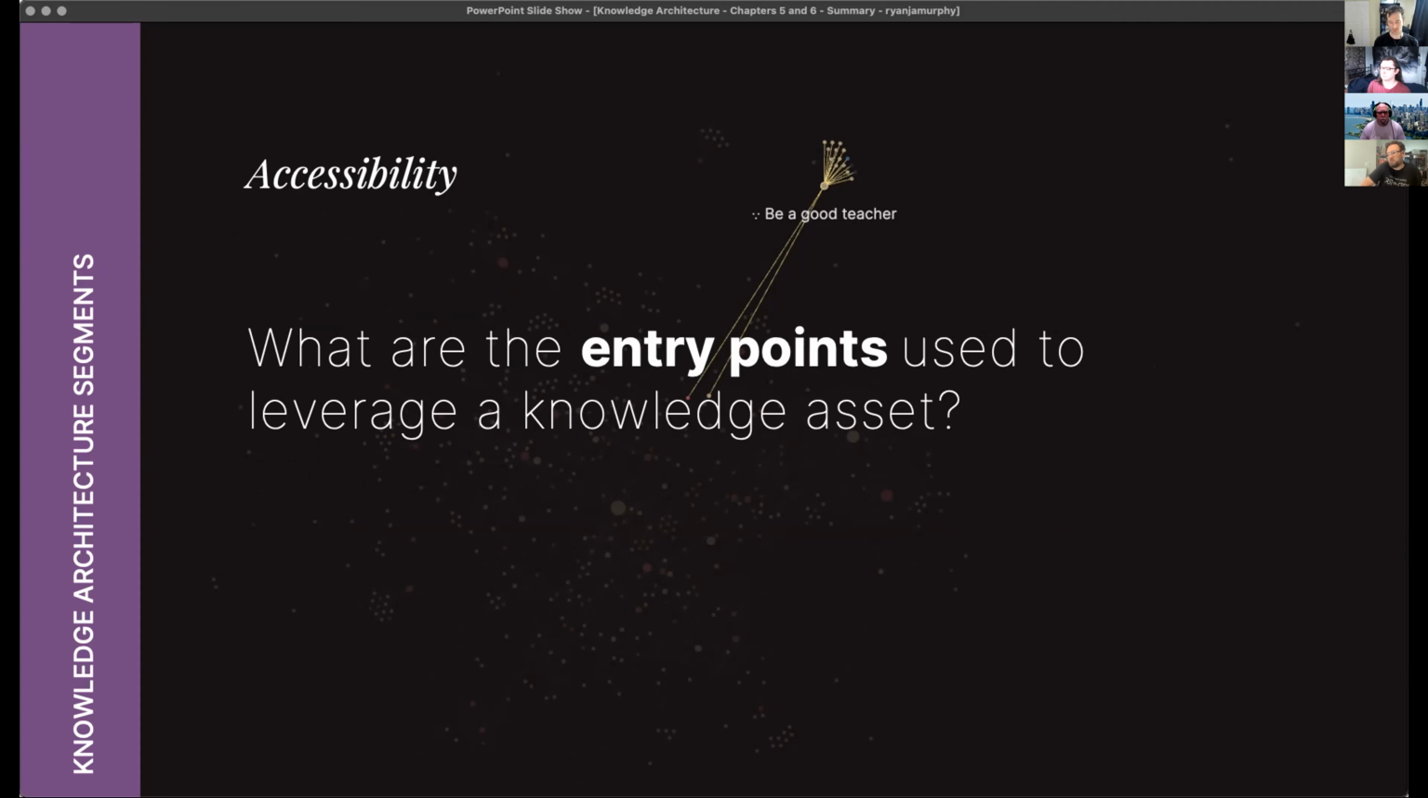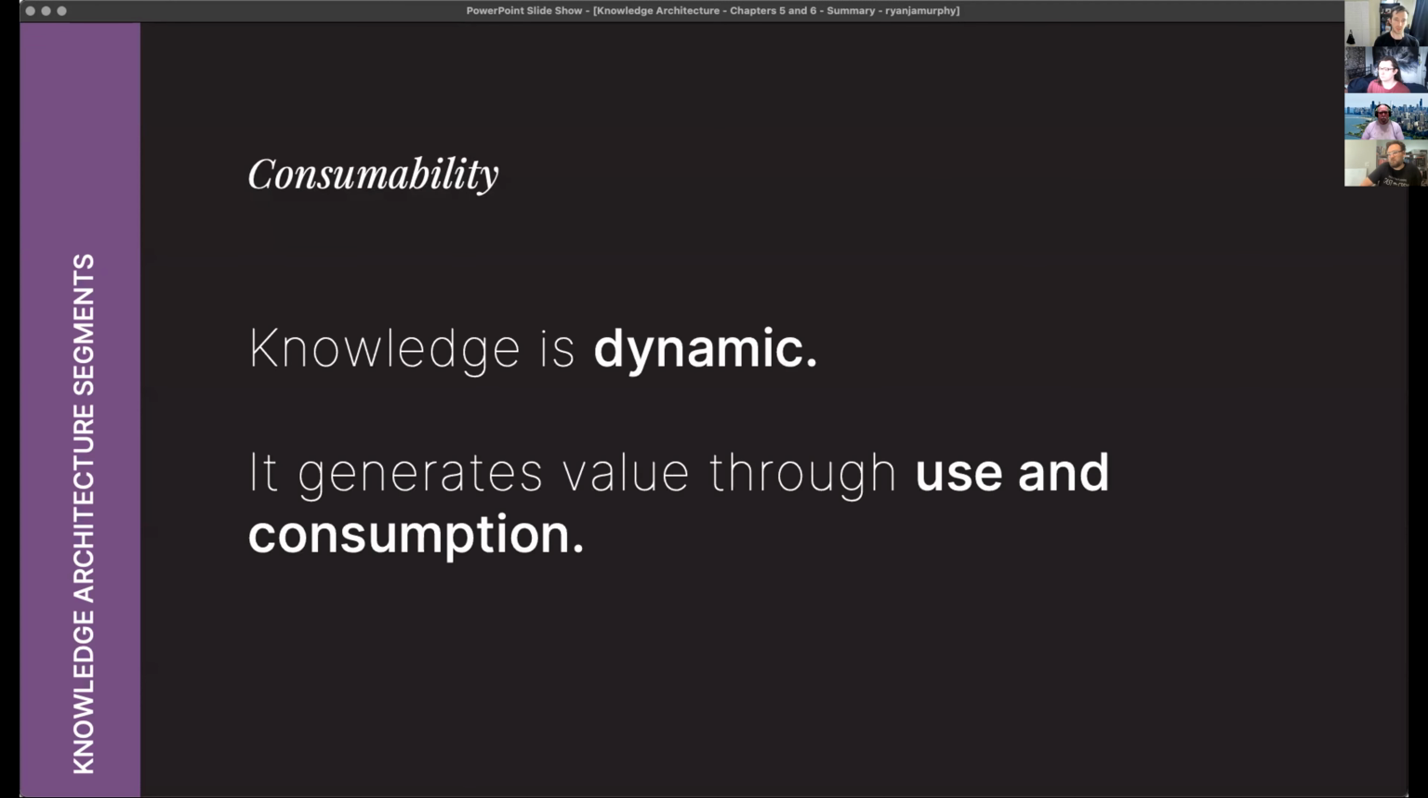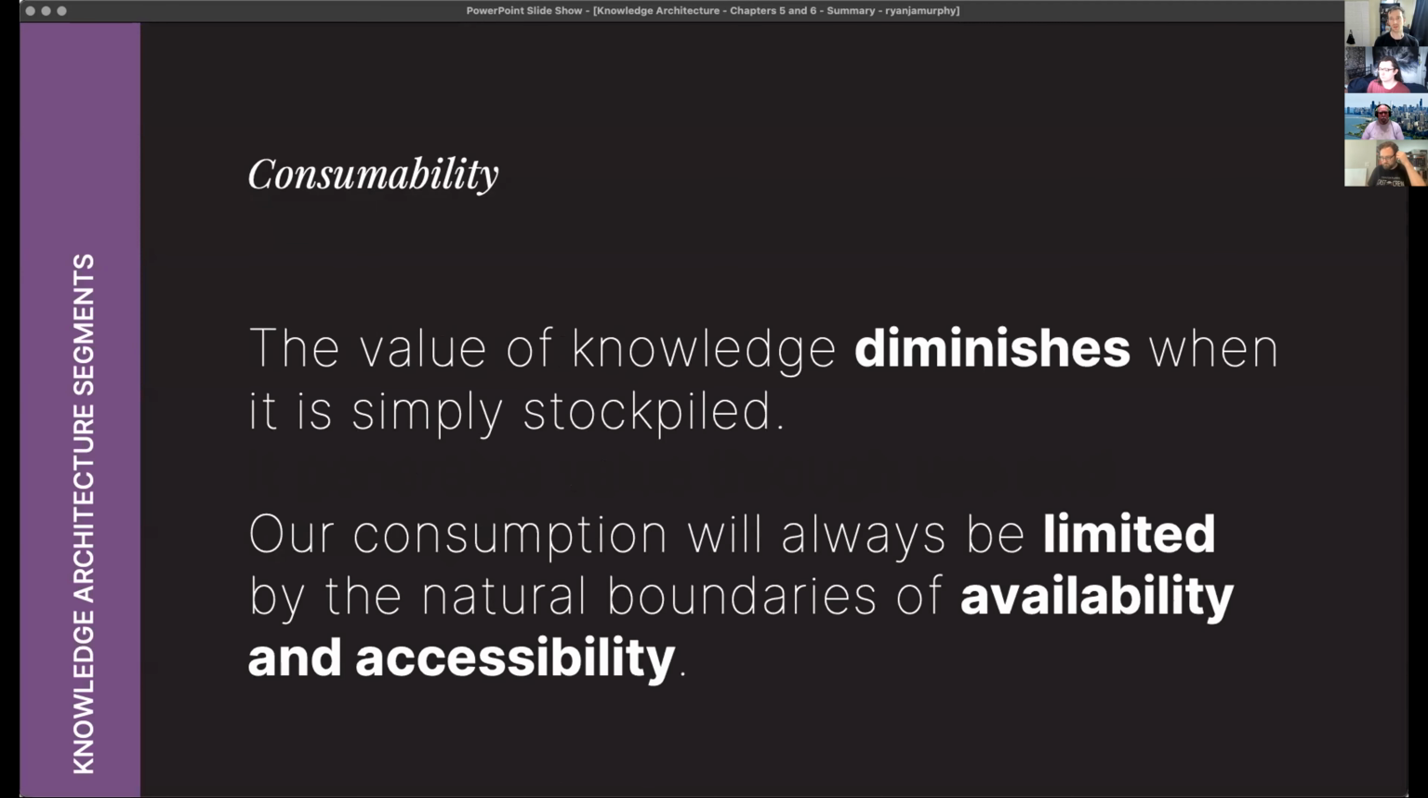We'll get more into what that looks like in a little bit. The last layer here is consumability. This is the idea that once you've made knowledge available and accessible, how do you use it? How do you consume it? Knowledge is dynamic, and we know that it generates value through use and consumption. Specifically, it diminishes if you don't use it because of a variety of factors, including you lose the context of when it was created, and you lose the experience of how to use it.